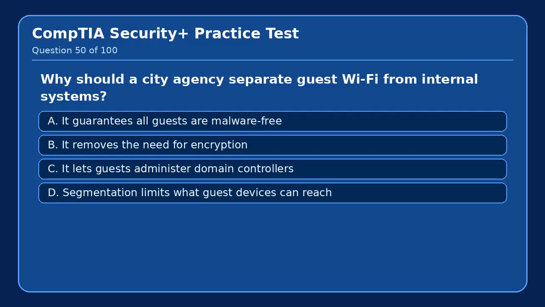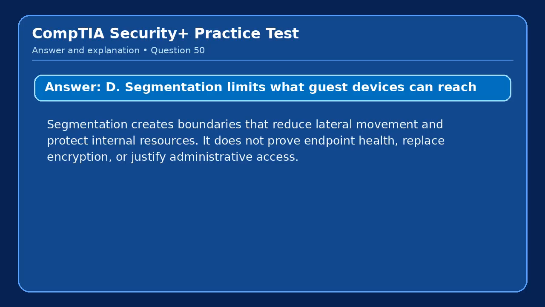Question 52. Which vulnerability scan type gives an insurance firm deeper configuration findings on authenticated servers? A. Uncredentialed external ping only. B. Phishing simulation only. C. Credentialed scan. D. Screen capture scan. Take a moment to choose your answer.